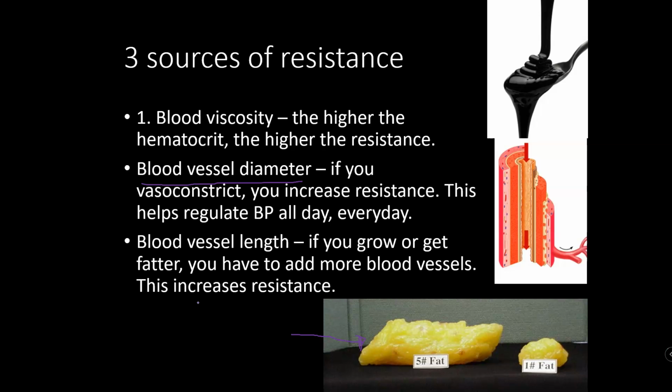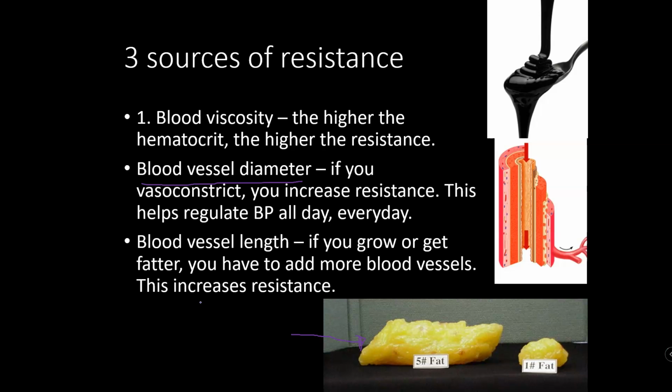Now, one of our sources of resistance is one that we have already talked about previously, and that was blood viscosity. We talked about that back in the blood chapter. That's not something that tends to change too much on a second-to-second basis, but depending on your hydration levels, it can change hour to hour. If you start to get dehydrated, your blood viscosity is going to increase. That's going to increase resistance. That can contribute to heat stroke type symptoms. So that can have an impact on blood flow if it gets to be extreme.